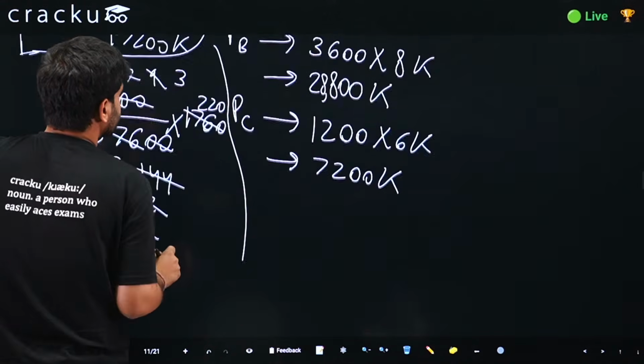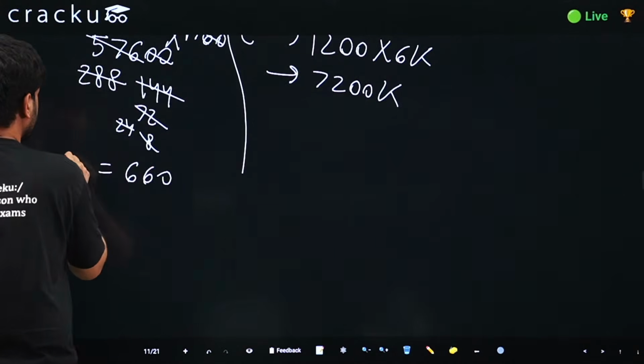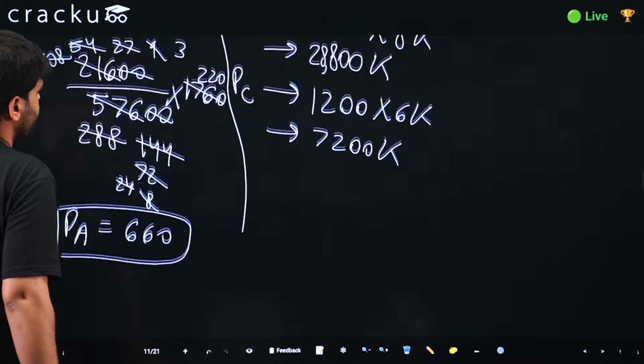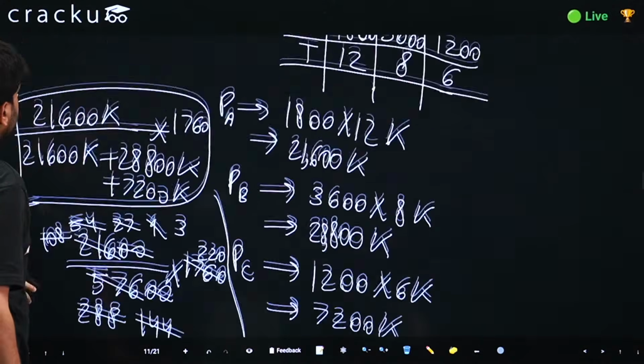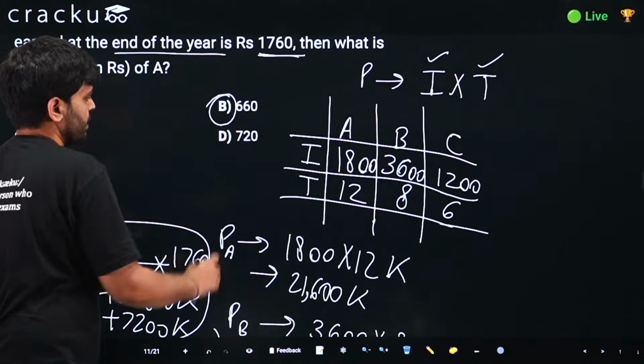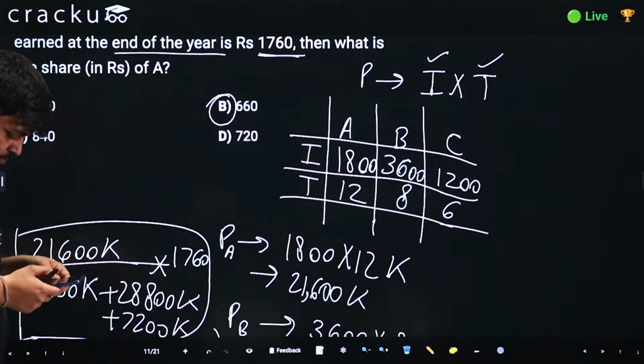So this would be 660. 660 would be profit of A. Option number B is the correct answer here. Let me see who all got it correct.